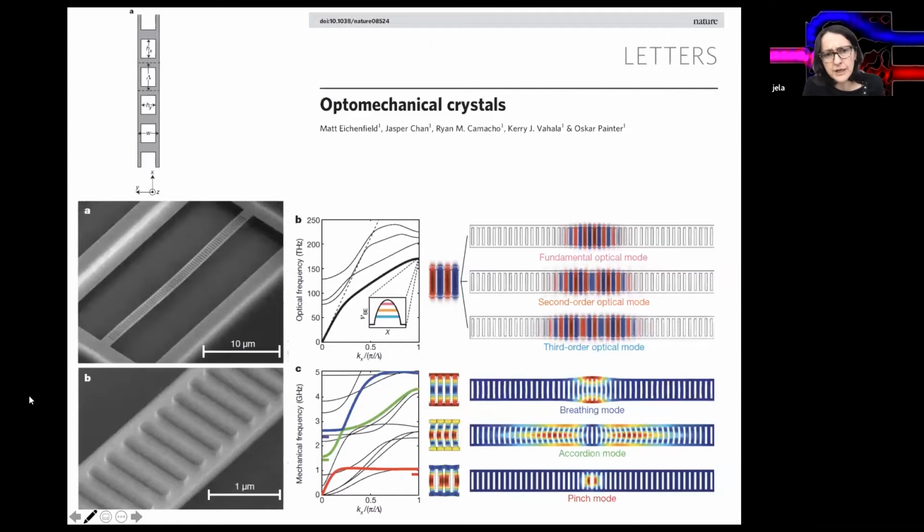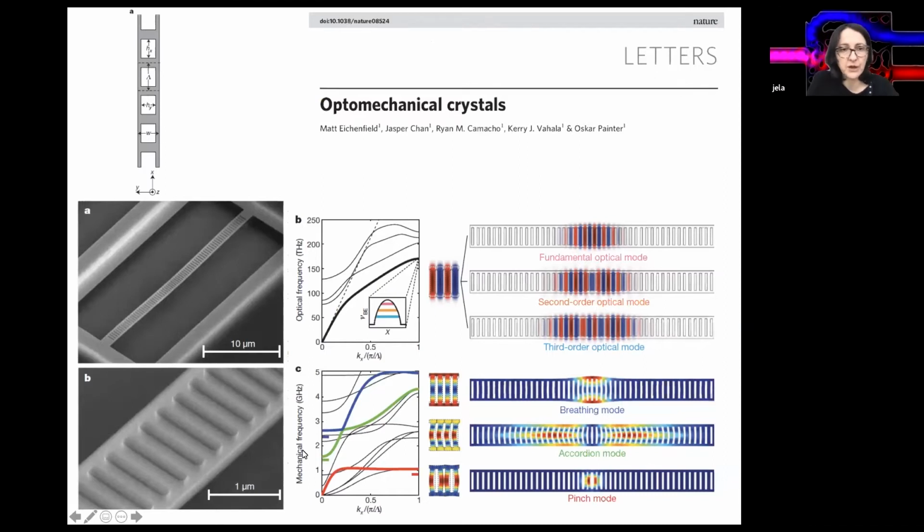And a lot of work on these nanobeam cavities has been done in the context of optomechanics. This is from the work of Oscar Painter at Caltech, and a lot of work on this has been done also by Amir Safavi-Naeini, who was Oscar's student.